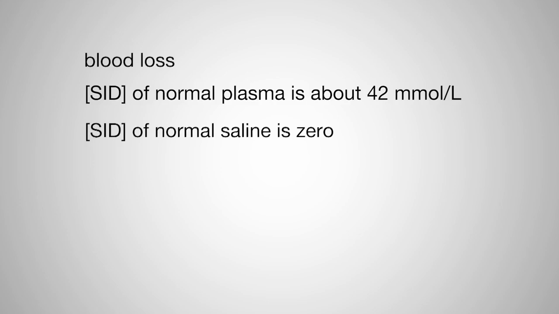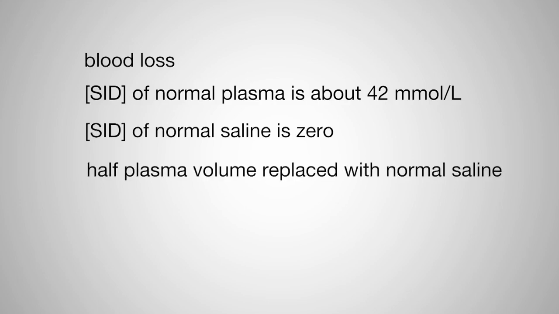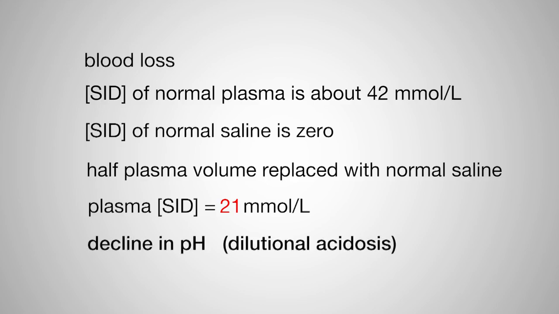Let's take a simple example where we replace half of the human plasma with normal saline. What is going to happen to the pH? Well, the strong ion difference will drop from 42 to 21. It'll drop in half. And we know from the Stewart approach that there'll be a corresponding decline in the pH. So if I give large amounts of normal saline to a sick person, I'm going to drop their pH. And this is actually what we find when this has been looked at experimentally.